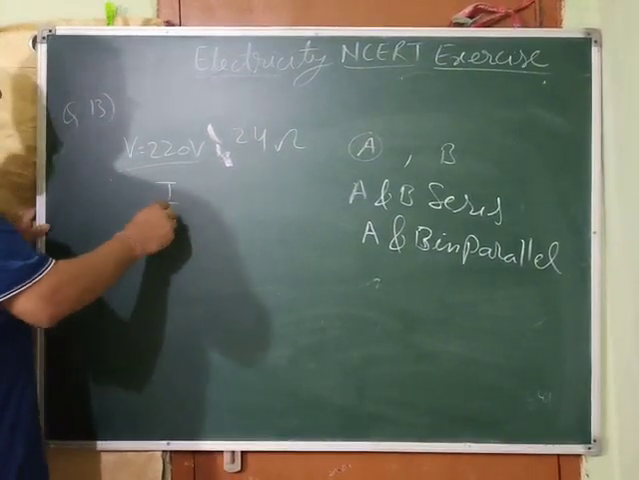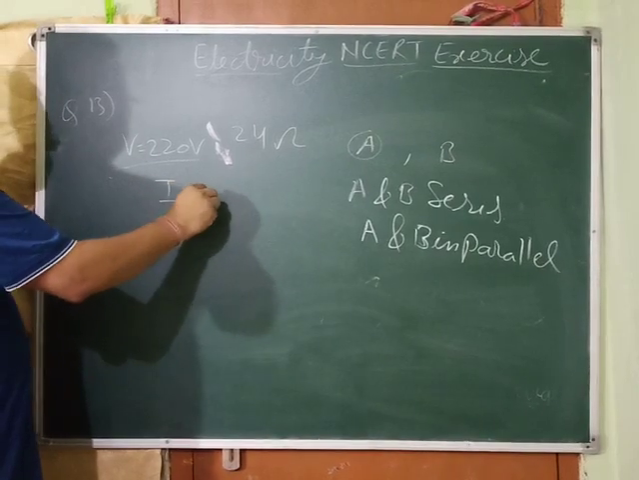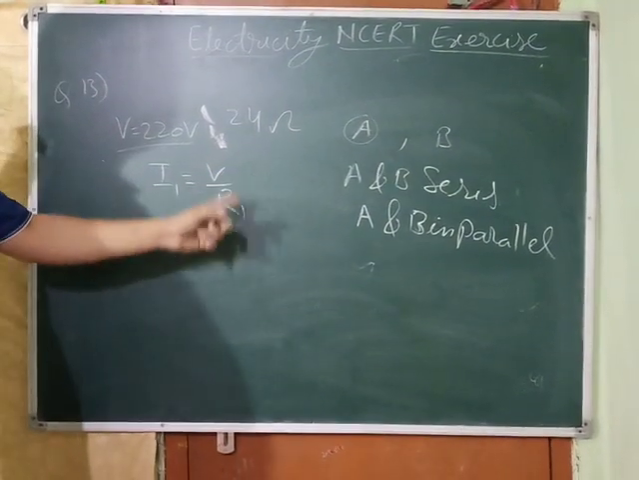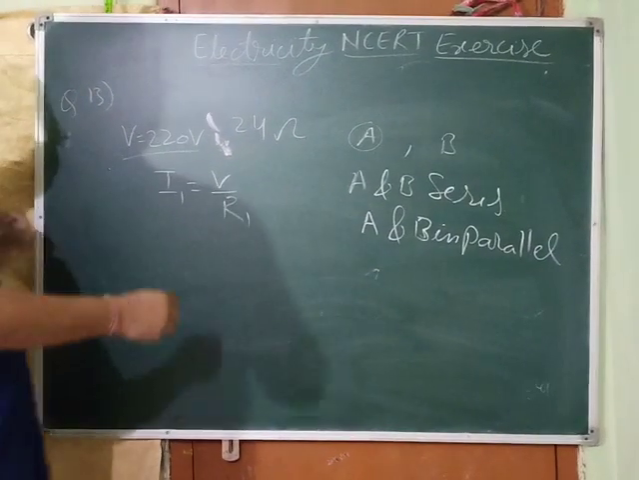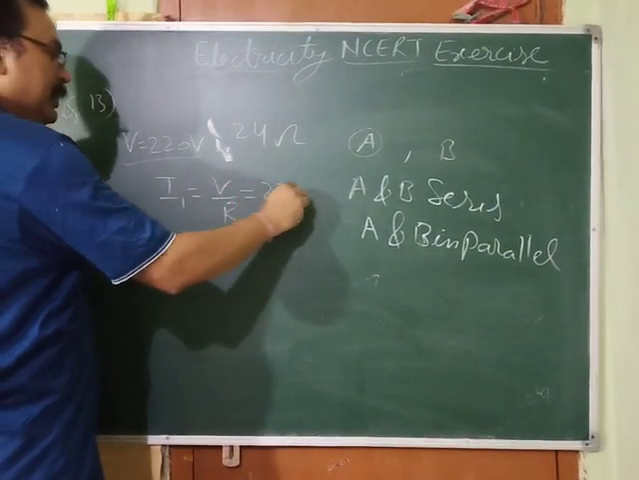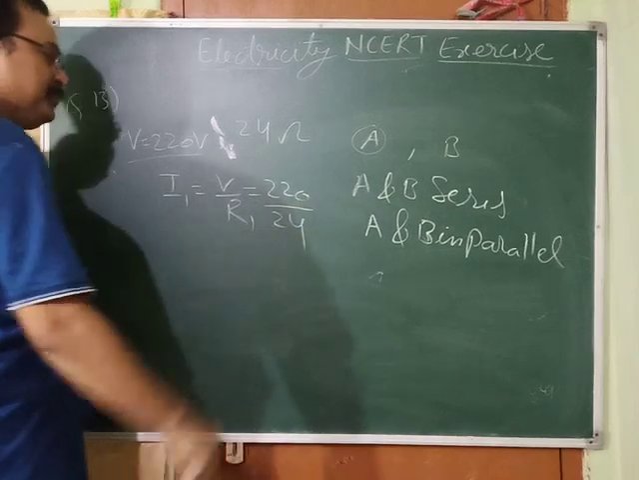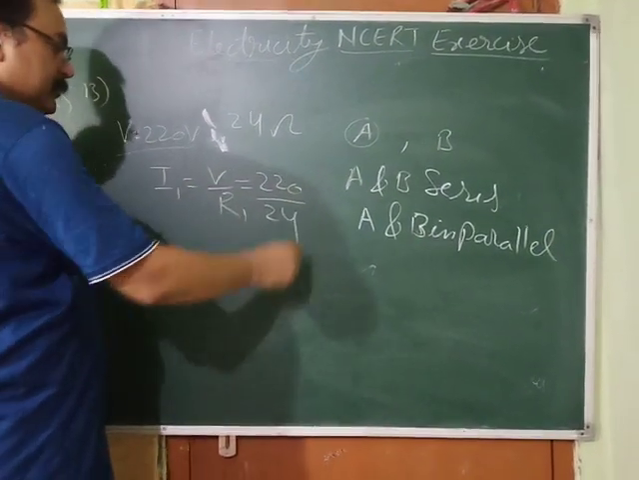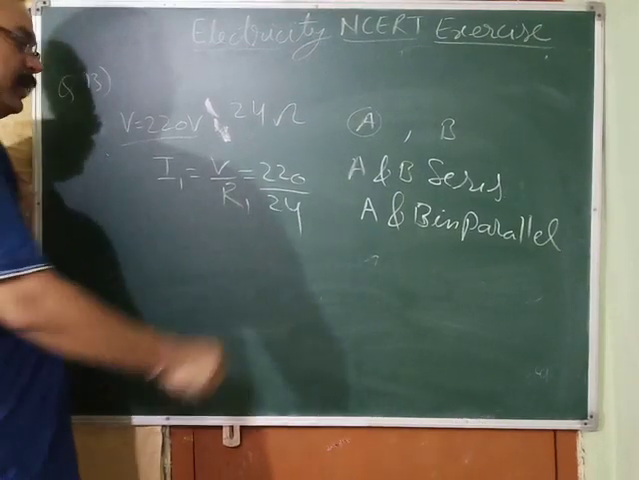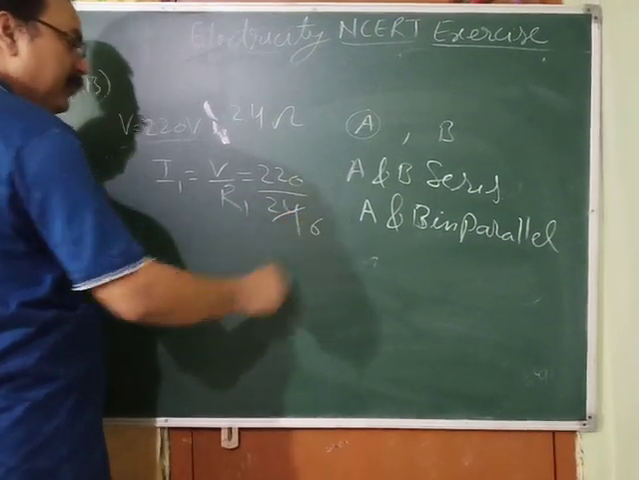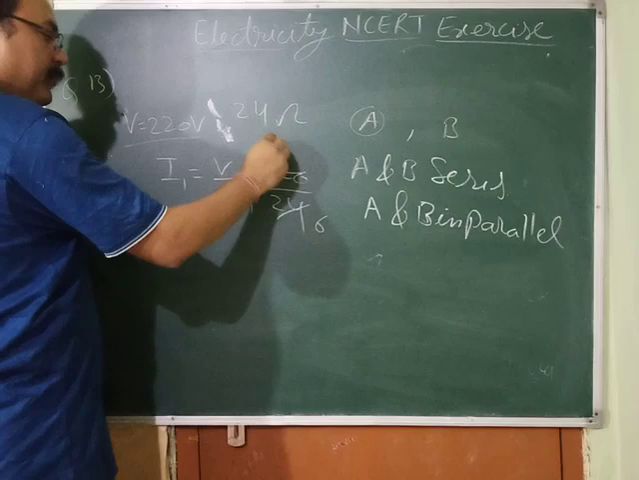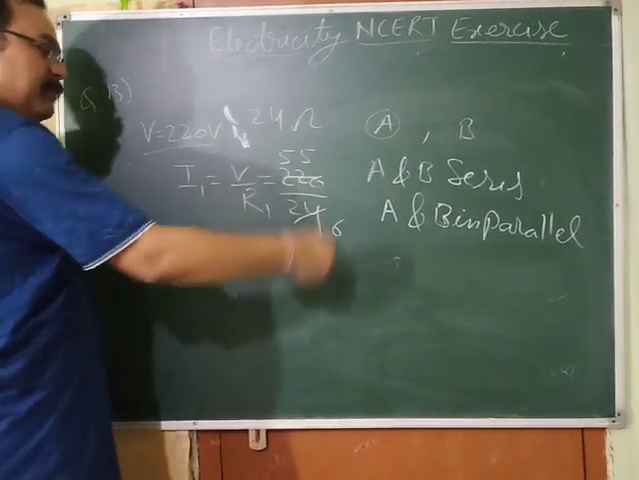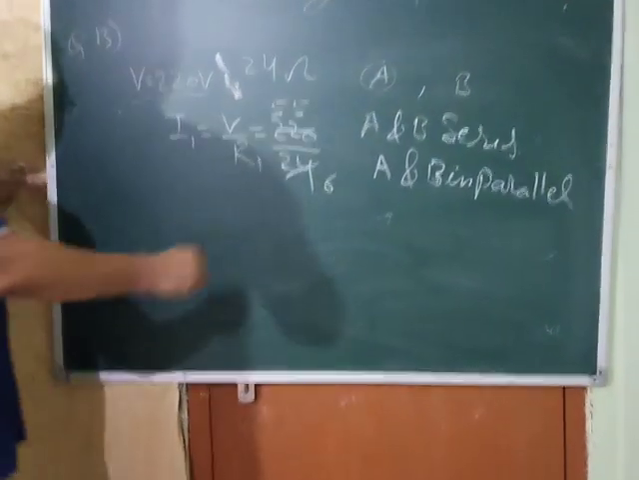We can write the first case. I1 is equal to V by R. R1 is how much? 24 ohm. So it is 220 upon 24. We can divide by 4. 4 6s are 24, 4 5s are 20. So 55 by 6 we can divide it. What will we get?